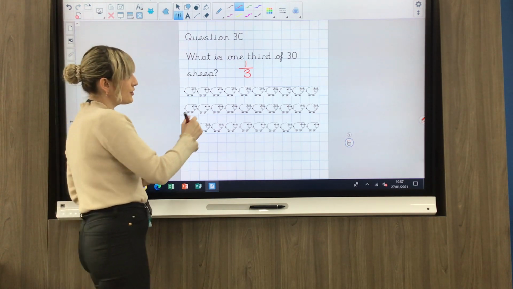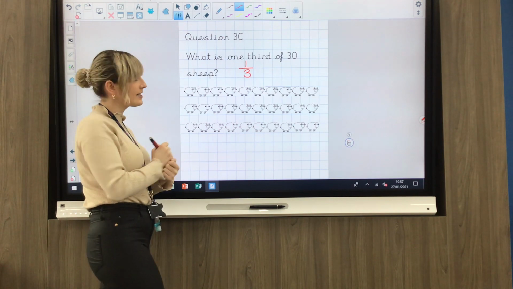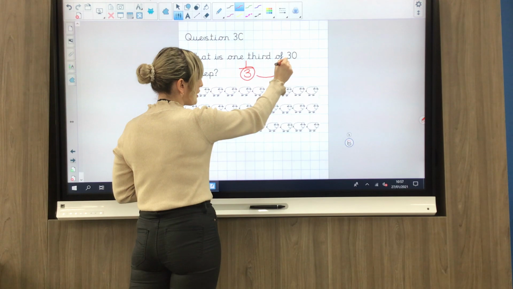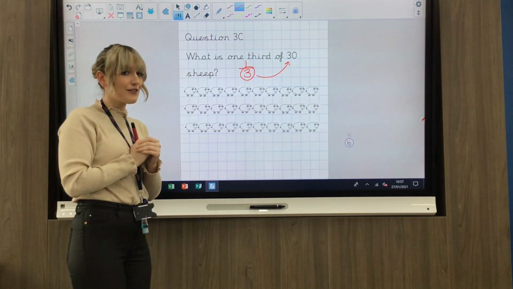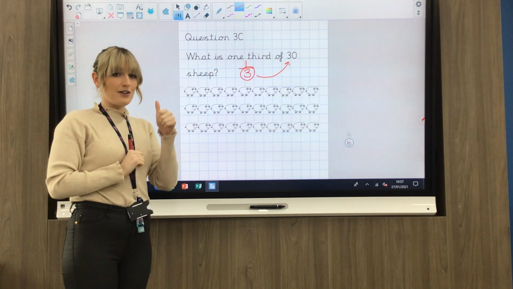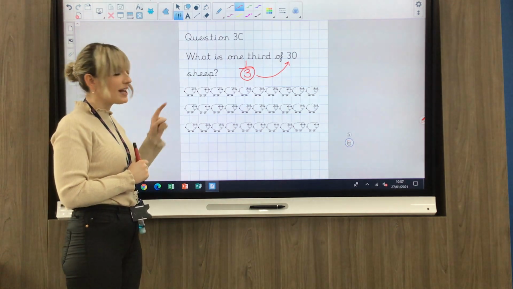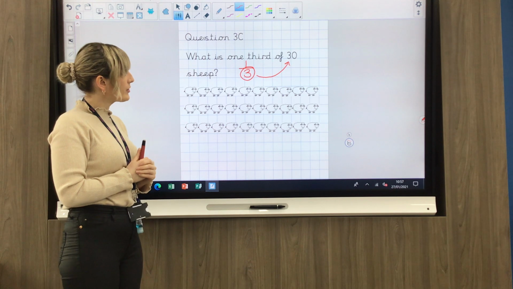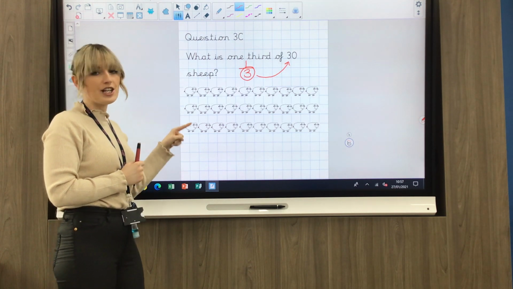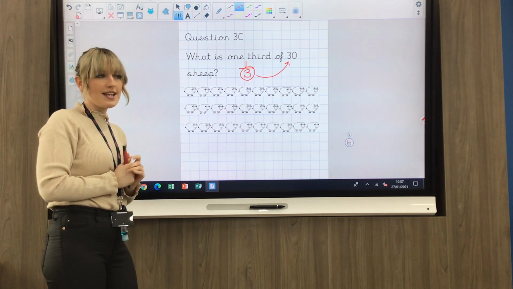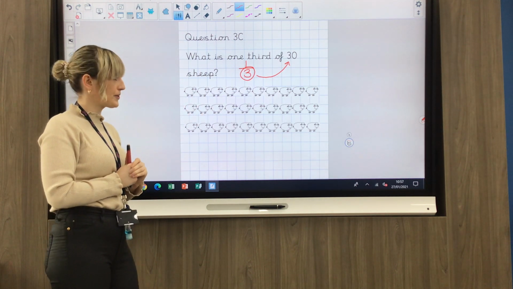Okay, so what we could do, if we were working this out in our head, is count in 3s until we get to 30. So if you know your 3 times table well, you can solve it that way. I've got this picture to help us though. So I've got 30 sheep. I need to split them into 3 equal groups.